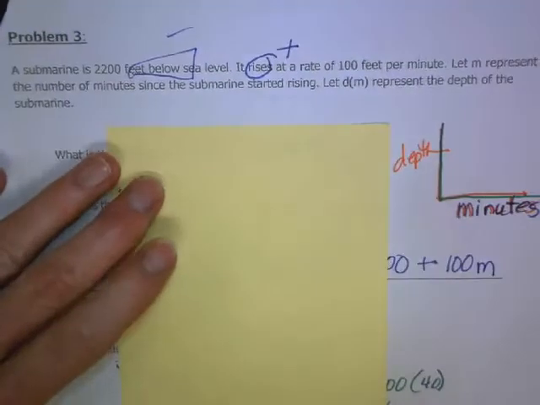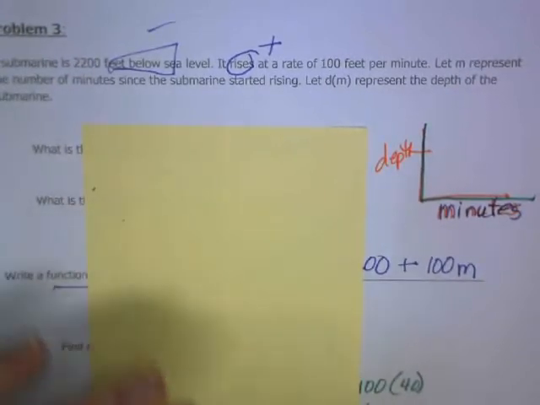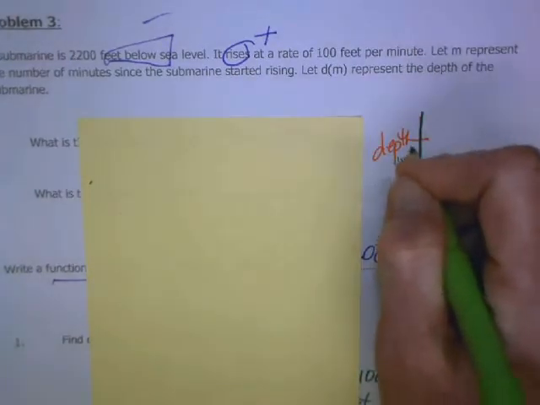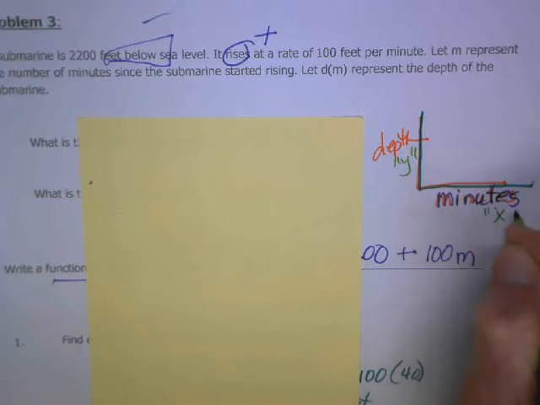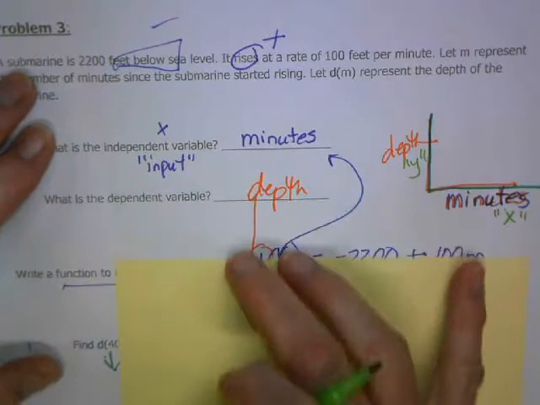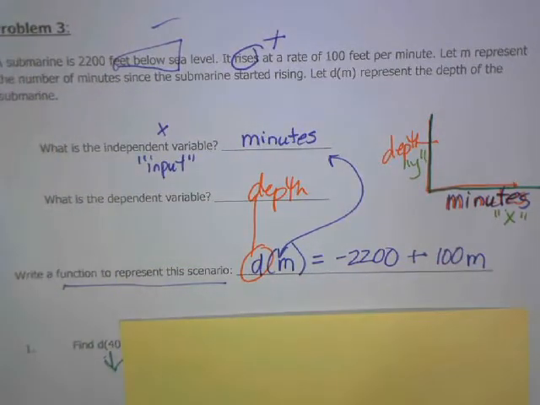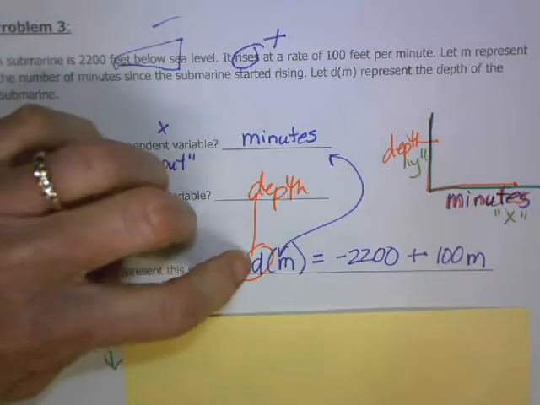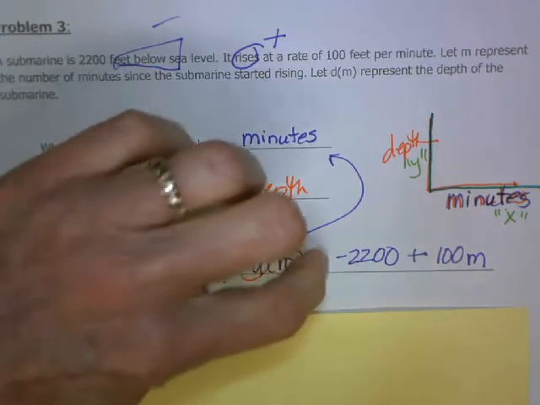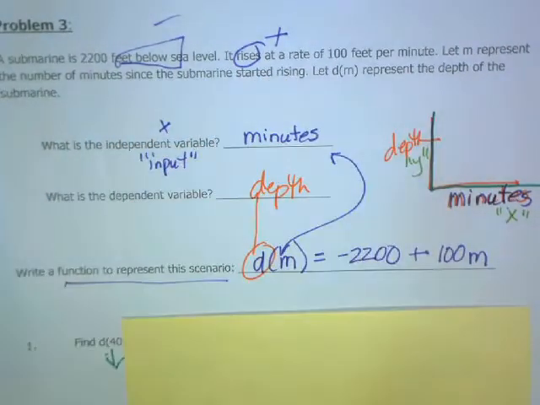So what I always do is I make myself a little graph. So I remember that minutes is my independent and depth is my dependent, because remember, this is our y and this is our x. So that's how I answer the two questions here. Then when I write a function, it's d of m. So you put your independent there, your dependent there, your independent goes in parentheses. That's where he started, and he went to 100.